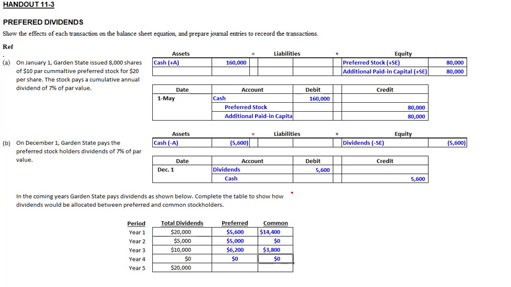So if we pay dividends in year five, the preferred shareholders will get their normal $5,600 plus the $5,600 left over from year four. So they'll get a total of $11,200 in dividends. And common shareholders will get the balance, $8,800.